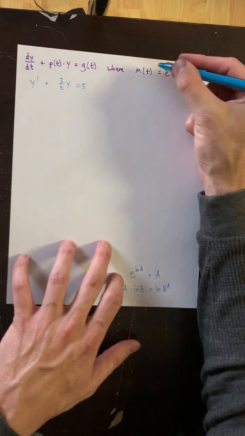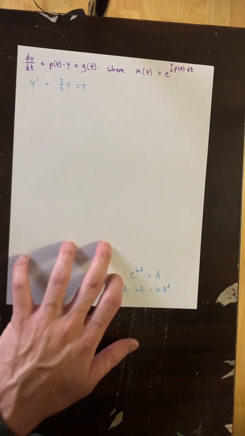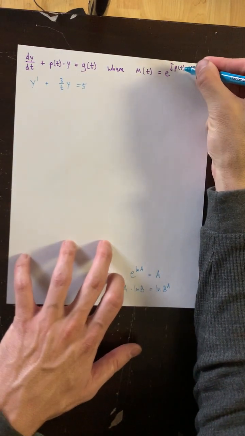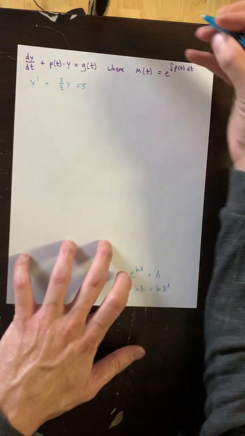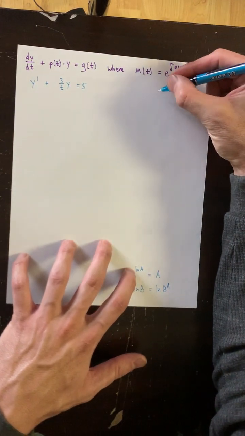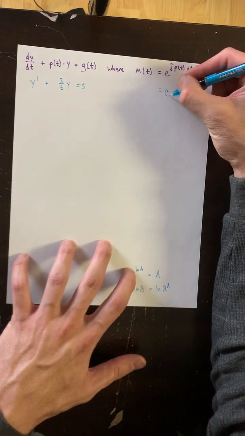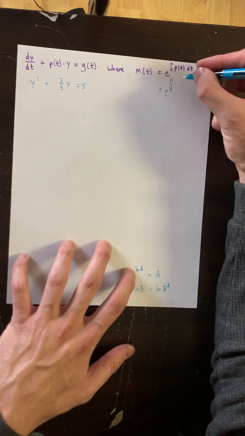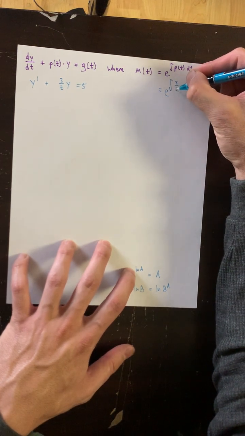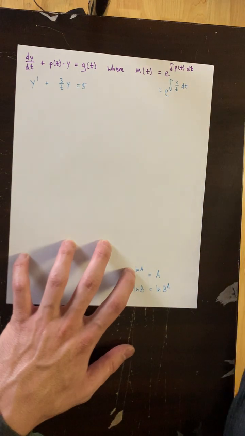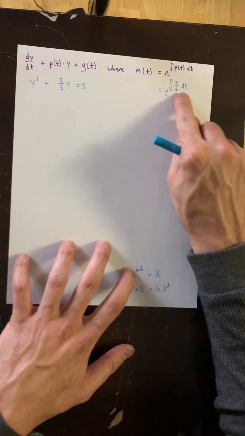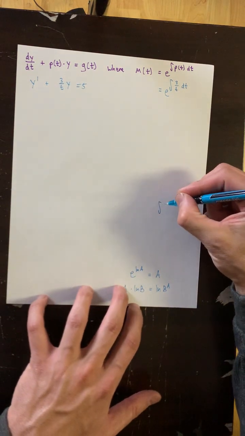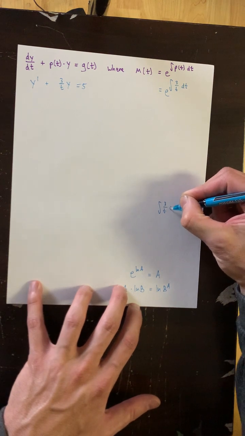First, let's identify our function m. So to find m, you have to identify p. P is 3 over t. So watch, over here, let's find m. So this is e to the power of the integral of 3 over t dt. So now focus on this integral. What is the antiderivative of 3 over t dt?